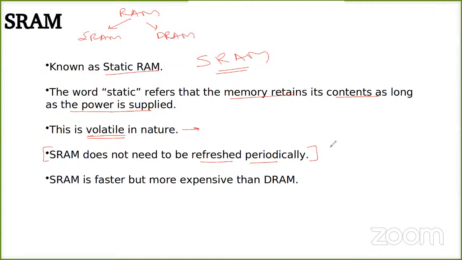Refreshing periodically means, for example, if A is equal to 10, A ka value 10 hai, and it is stored inside your SRAM, you don't need to again and again refresh this memory to store the data in SRAM. Okay, so it's a very special kind of storage element that is very, very costly. SRAM is faster, but it's very expensive than your DDR RAM, your dynamic data rate. Fine, your dynamic RAM se bahut costly hai SRAM.